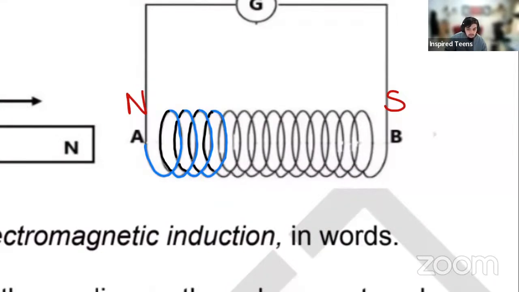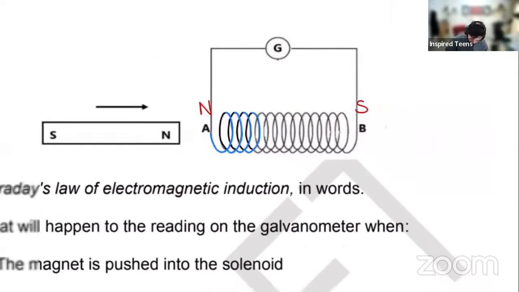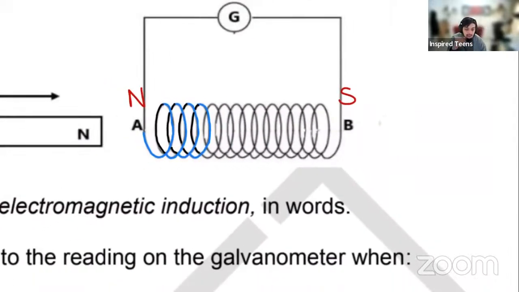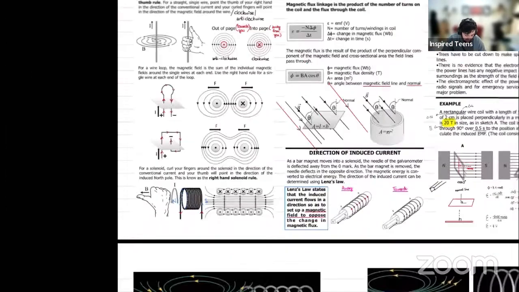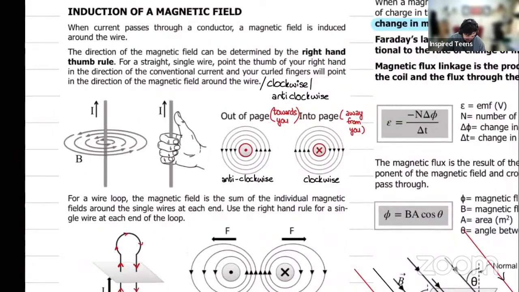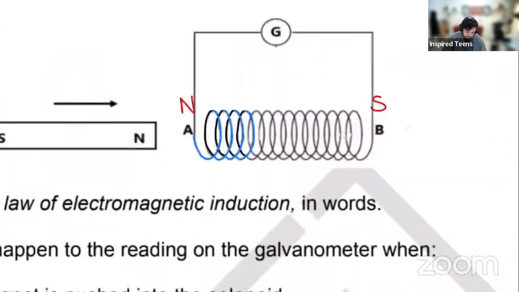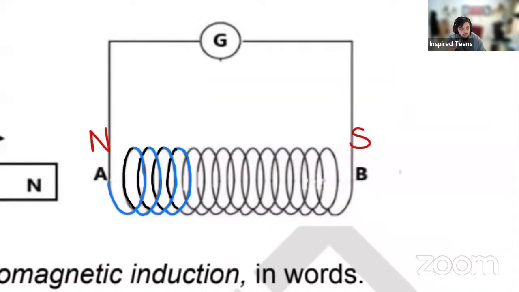Okay, we have B to A's and A to B's. The correct answer is actually A to B. In a solenoid, we use the right-hand solenoid rule. This here is the right-hand thumb rule, but for a solenoid it's the right-hand solenoid rule. Your thumb needs to point in the direction of north. So your right thumb is going to point towards your left. Not to the right, to the left.